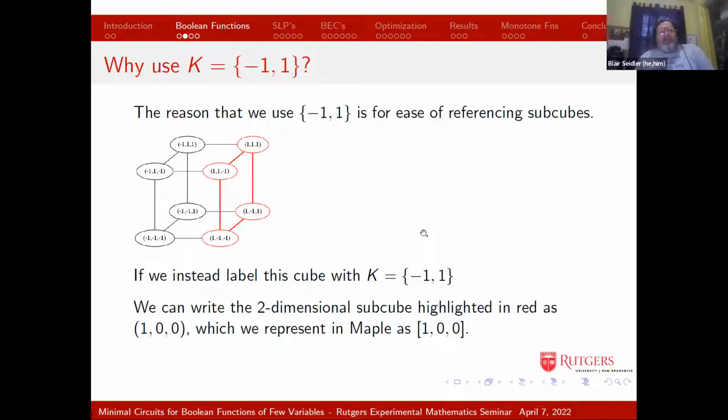This is useful because one of the other projects that I'm not going to talk about this evening is looking at implicants, prime implicants in Boolean functions. It's nice to be able to figure out how big a subcube is by adding up the absolute value of the vector and subtracting from n. That makes me happy. So that's why we chose -1, 1.